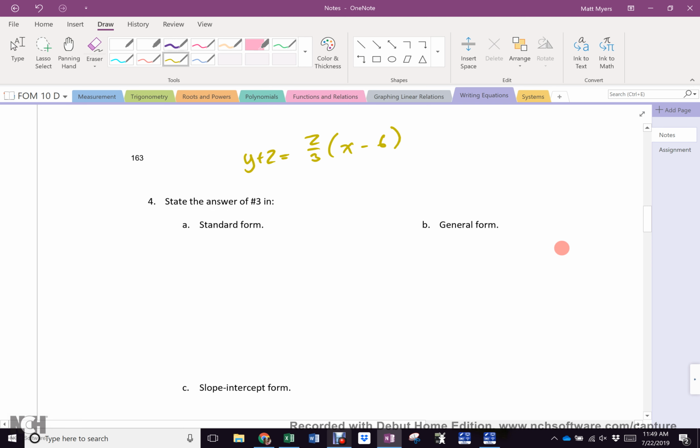You have to go back and forth, or you just have to look up here. Change it to standard form. What has to disappear? For standard form, what's got to disappear? Brackets. What else? Fractions. And in standard form, what is the third and final thing that I have to remember? No brackets, no fractions, and positive x.